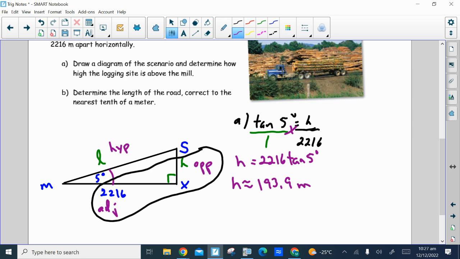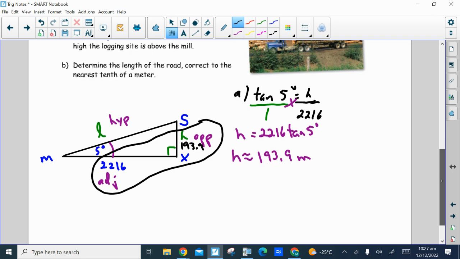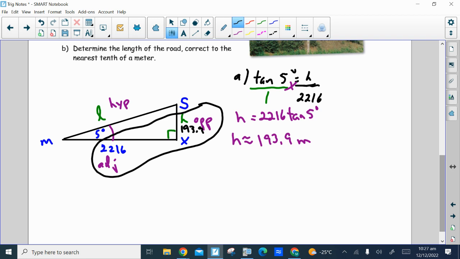And now, because I have H, 193.9, that's one of the legs of the right triangle. I have the other leg of the right triangle as well. I can find the third side of the triangle. I can find the hypotenuse L using Pythagorean theorem. So this is answering part B. So the two legs are A and B. It doesn't matter which one is A, which one is B. I just have to make sure that I make C the hypotenuse, which in this case is L, the length of the road.